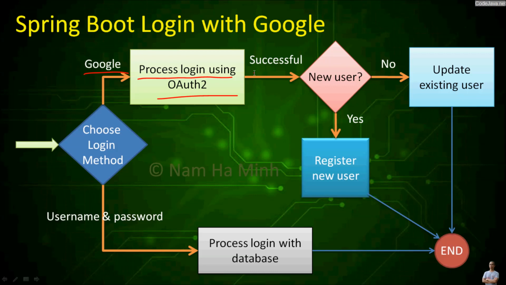And upon successful OAuth2 authentication, the application will check if the user is new or not. In case the user is new, he has not been registered in the application's database, the application will automatically register the new user. Otherwise, if the user was already registered in the database, the application just updates the existing user with the information provided by Google. So that's the workflow, very clear and simple, right?